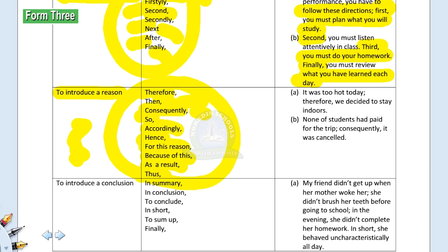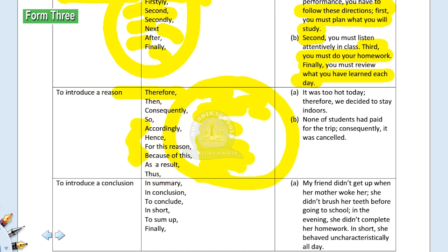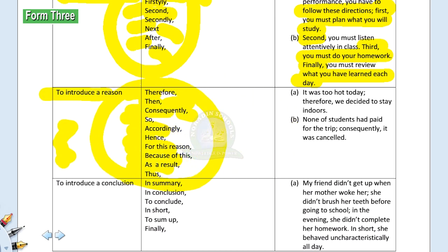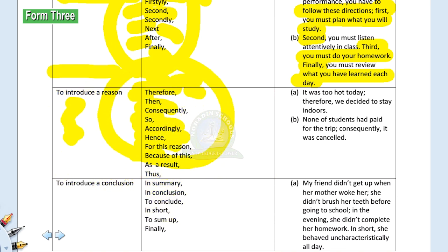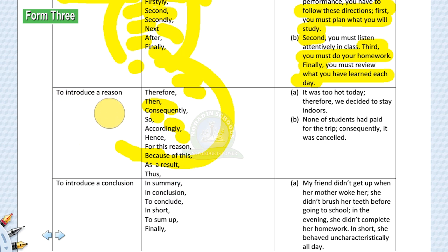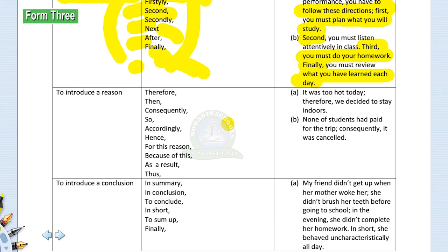But what about if you repeat fast? It won't work, my dear. You understand? Okay, let's take another example of when you are introducing reason. Okay, wait a second. When you are introducing reason, we will take quick two examples of reasons. Okay, these are the examples. It was too hot today.